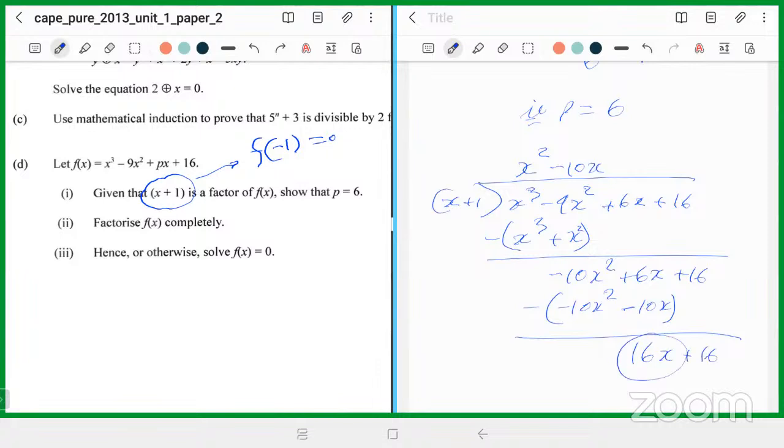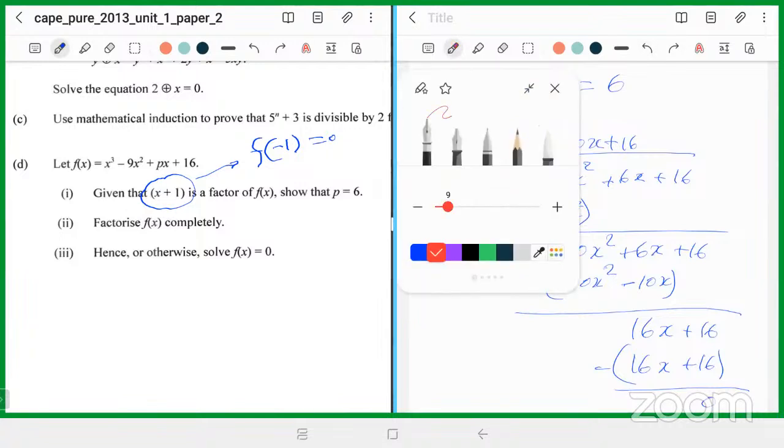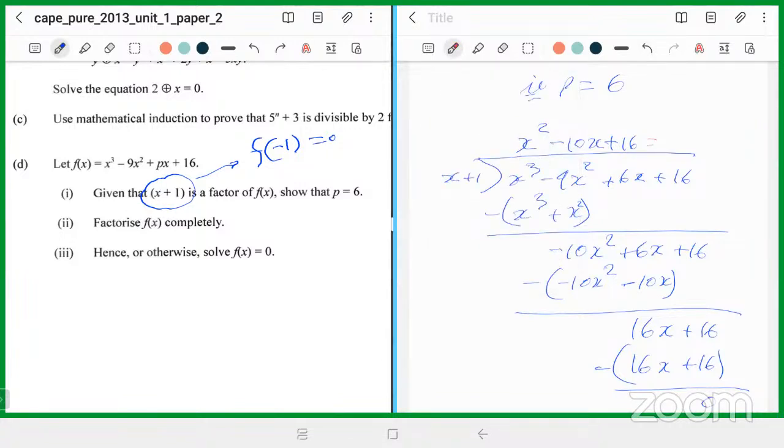This divided by that is 16. We get plus 16. 16 times these becomes 16x plus 16. And so when you subtract that, that's 0. Then we can factorize this quadratic where it is.